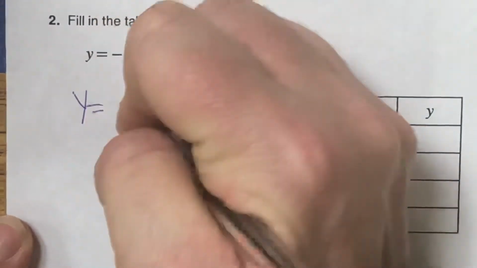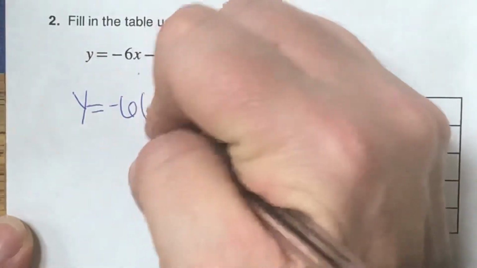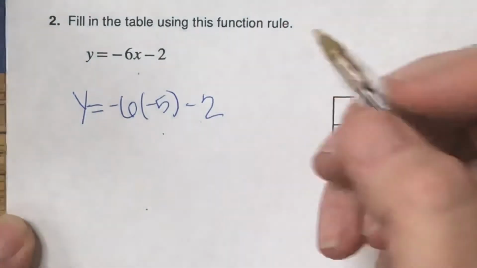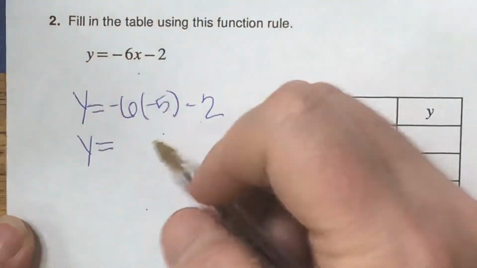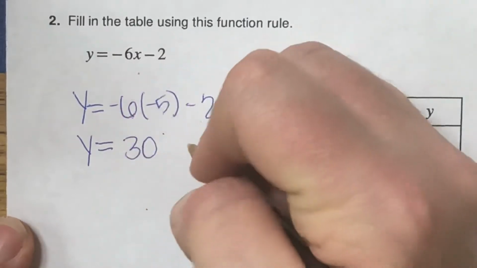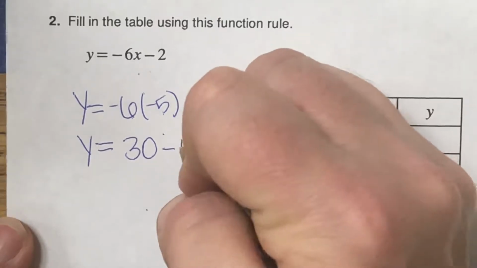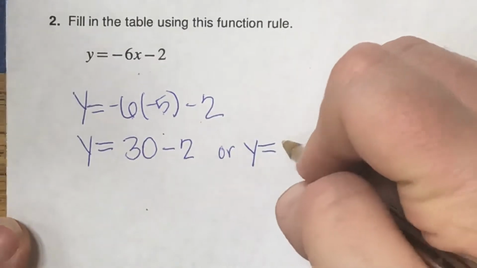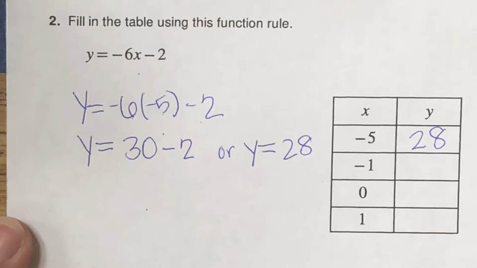So y equals negative 6, because I keep that. I'm going to plug in, first of all, negative 5 for my x, minus 2. Then that would be y equals negative 6 times negative 5 is positive 30. Remember, when you times a negative by a negative, it becomes positive. Subtract 2, or y equals 30 subtract 2 is 28. So I can do that on there.